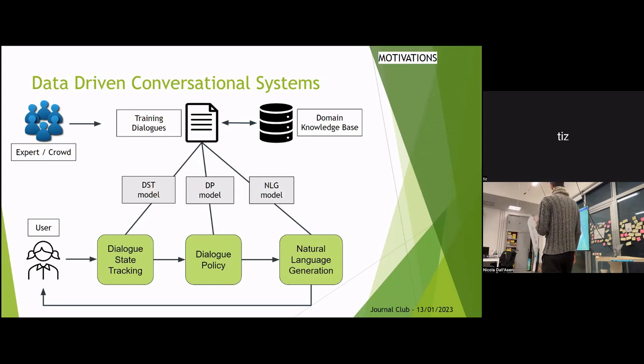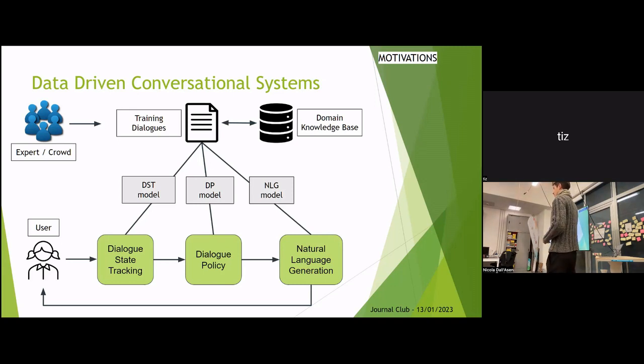Each one of these components is based on a machine learning, deep learning model. And these models, as every machine learning model, need some training data. In our case, training data is a conversational dataset, which I call training dialogues. So simply a collection of conversations between a user and a system. In order to create this dataset, we need an expert or a crowd, a bunch of people that need to collect these conversations. And this is done in different ways.